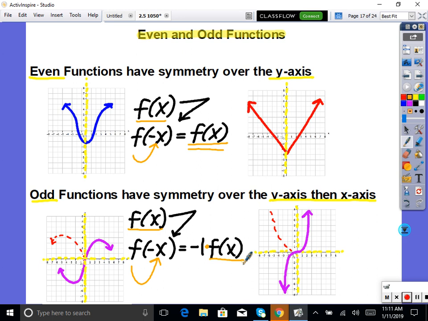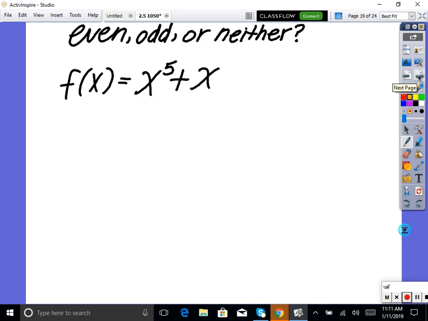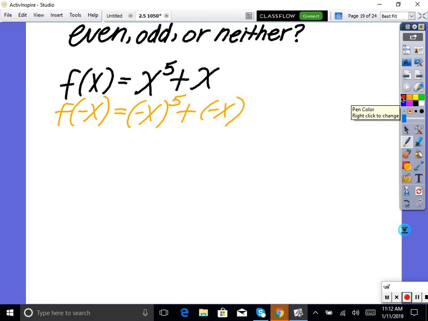So if I say to you, is this even, odd, or neither, what do you do? Plug in a negative x. Okay, well, here's my first example. Even, odd, or neither. So you'd say, okay, I need to plug in negative x and then do some algebra to simplify. When we plug in something, we've got to use parentheses. So this would be negative x to the 5th plus negative x. Now what you're going to do is simplify it down, and then we'll compare it to the original.